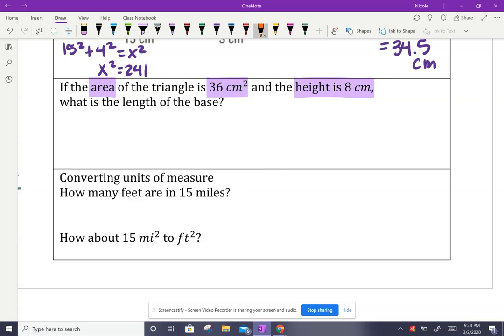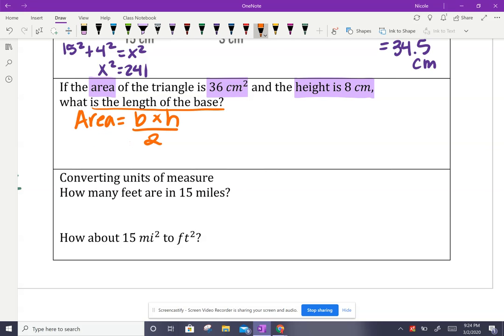Now remember, for area is base times height, divided by 2. I have the height. I want to know what the length of the base is. So I'm going to plug the pieces I have in. 36 equals, I don't know my base, this is a triangle, divided by 2.